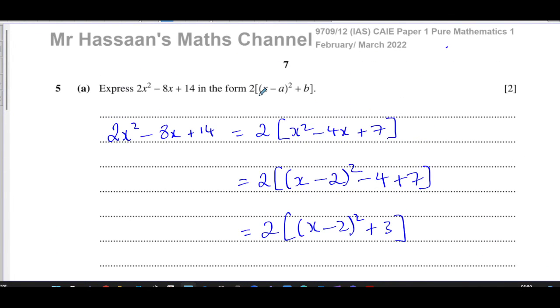That was question number 5 from the February-March 2022 paper. For other questions from this particular paper, if you click on the playlist that will appear at the end of the video in this area, it will take you to the playlist for this paper. Other questions dealing with transformations of graphs from P1 of Cambridge will be found in the playlist over here.